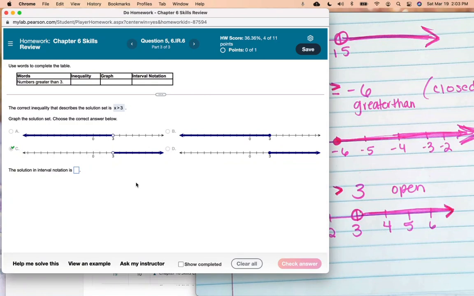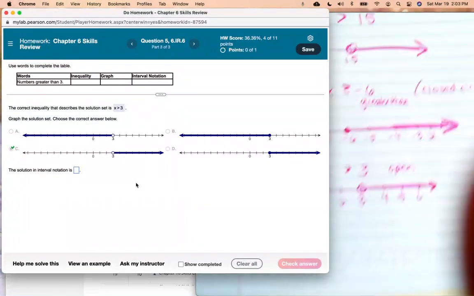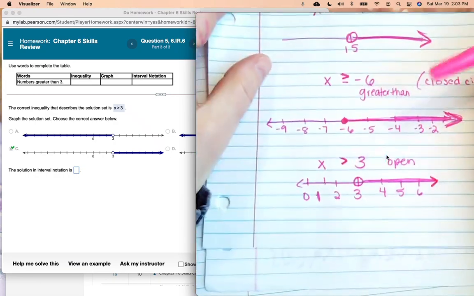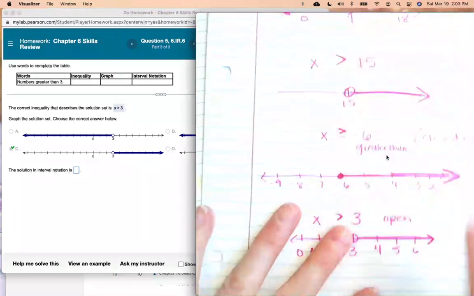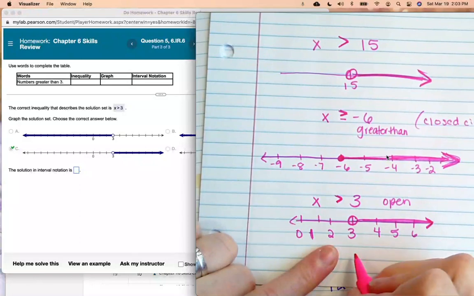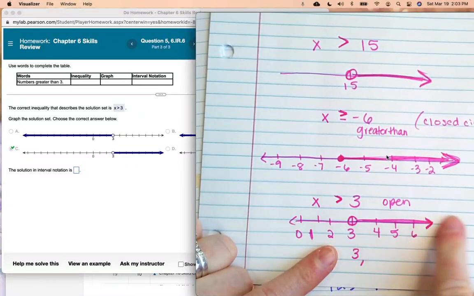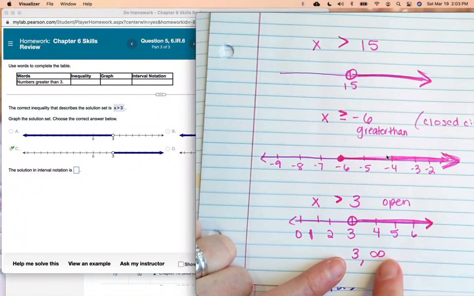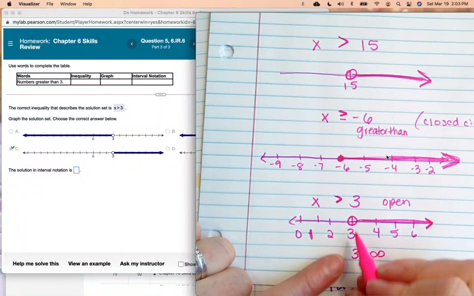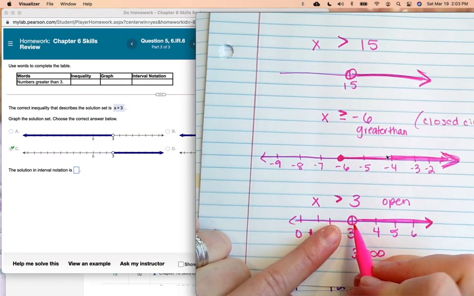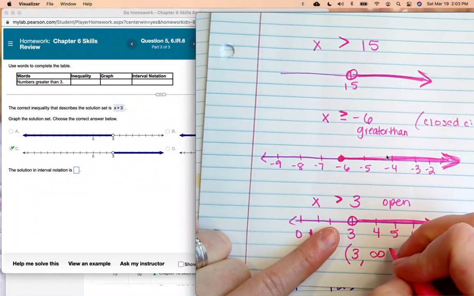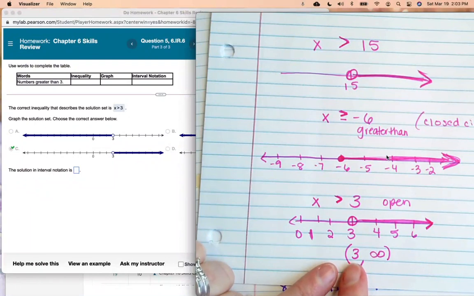And then interval notation. The way you do interval notation is using the numbers that x can represent. So on this one being greater than 3, it starts at 3, and then it's going to go on and on to infinity. Infinity is like a sideways 8. Since this is not included, we're going to use a parenthesis. Infinity always has a parenthesis. So x is between 3 and infinity.